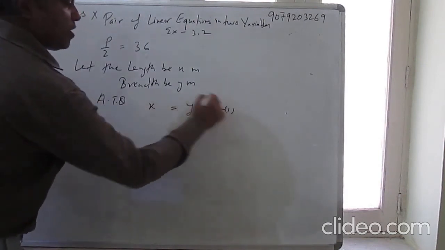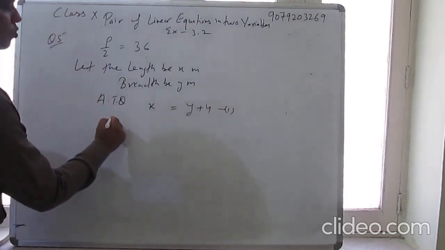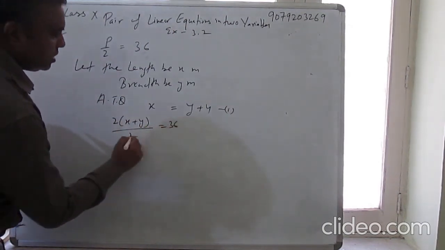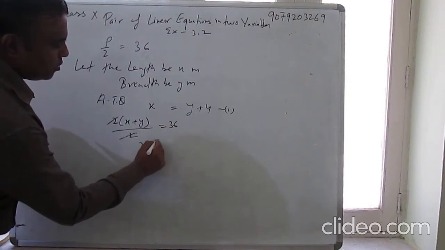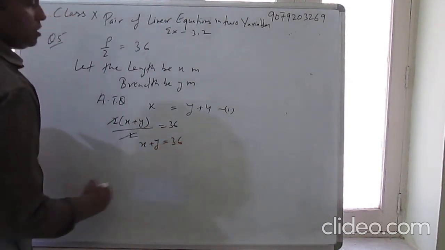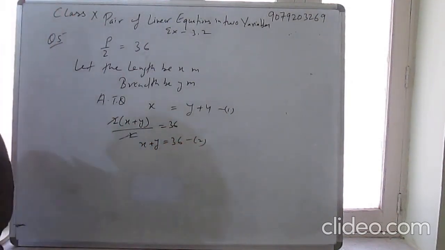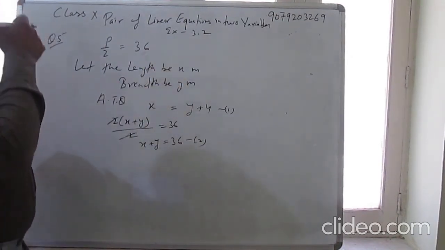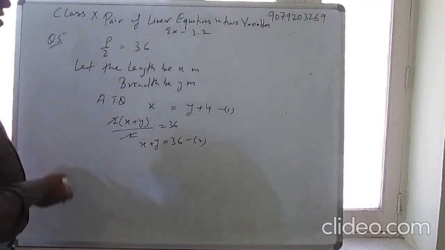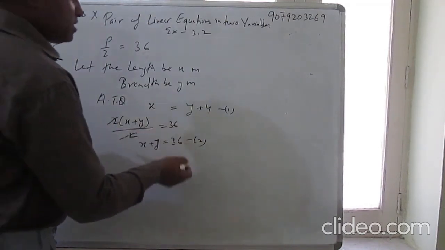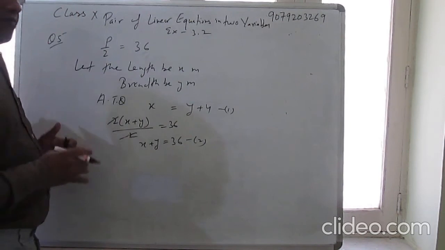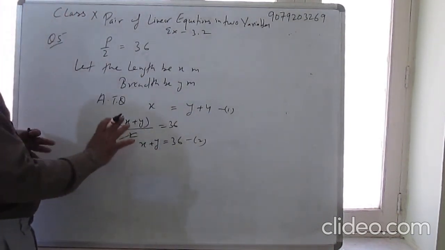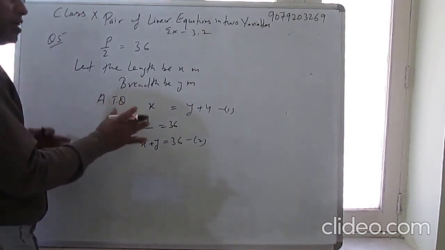This is equation 1. Now equation 2, what is the perimeter? 2 into length plus breadth upon 2 is equal to 36. 2 cut, x plus y is equal to 36. This is equation 2. You have to find the dimensions x and y. You have to find by the graphical method in this exercise. So I give you the plotting points and you do it in the graph and find the points, and I will solve it by substitution method and compare those points with your graph points.